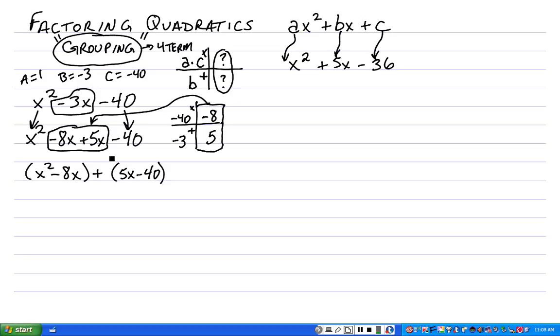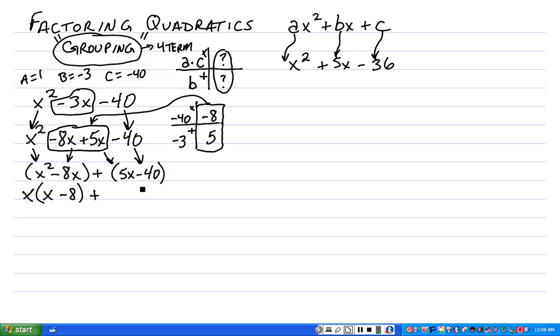So all I did was take the last two terms, put them here, first two terms, put them in there. Alright, now I want to factor these pairs, these groups individually. If I look at this group here, I notice I have an x in both of these terms, so I factor out an x. If I factor out an x out of x squared, that leaves me an x. If I factor out an x out of negative 8x, that leaves me a negative 8. Bring down my plus sign.